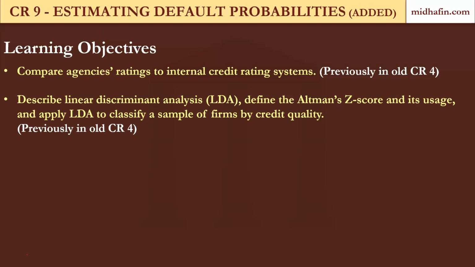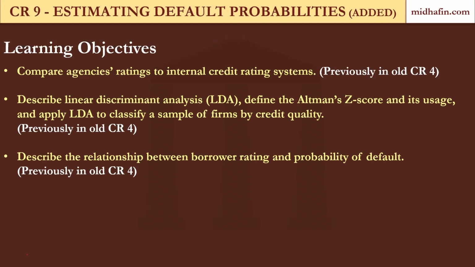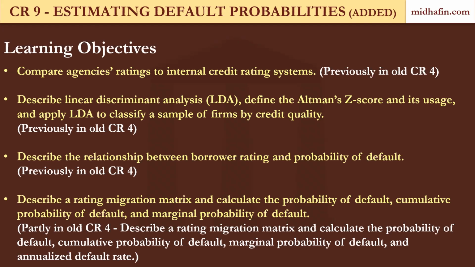Then you have LDA, Z-score, and classification of firms by credit quality. Again, this was also in CR4. The third one was also in CR4, borrower rating and probability of default. The fourth one, rating migration matrix, was partly in CR4, right? Over here, you can see that there is a slight difference in the terminology. Mostly it's the same, but there is just a slight difference. That's why I've written partly in old CR4.